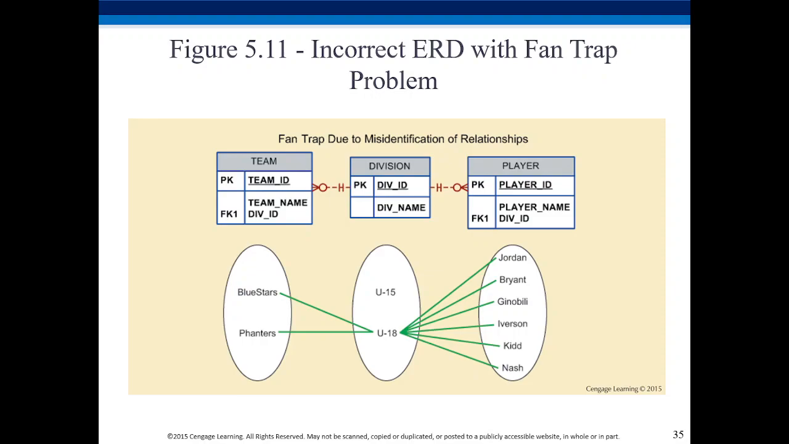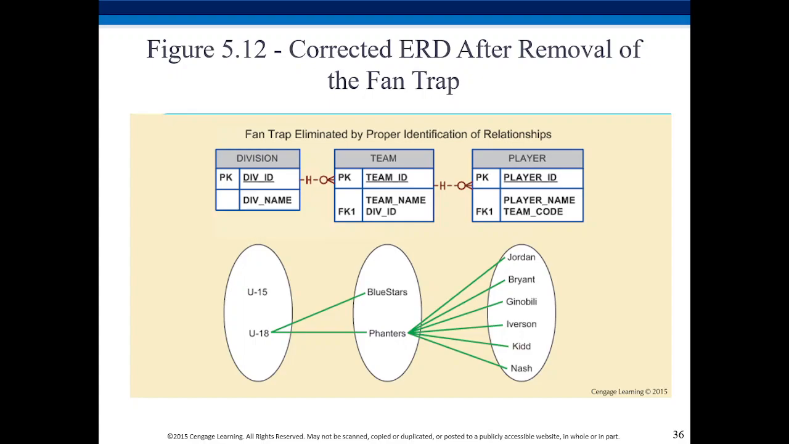Note that the relationship lines for the division instance fan out to the team and the player. So that entity gets the fan trap label, this one right there and this one right there. To eliminate the fan trap, we need to properly identify or improve the relationship, so we revise the relationships between the existing entities. Here in this figure, this shows the correct ERD after the fan trap has been eliminated.